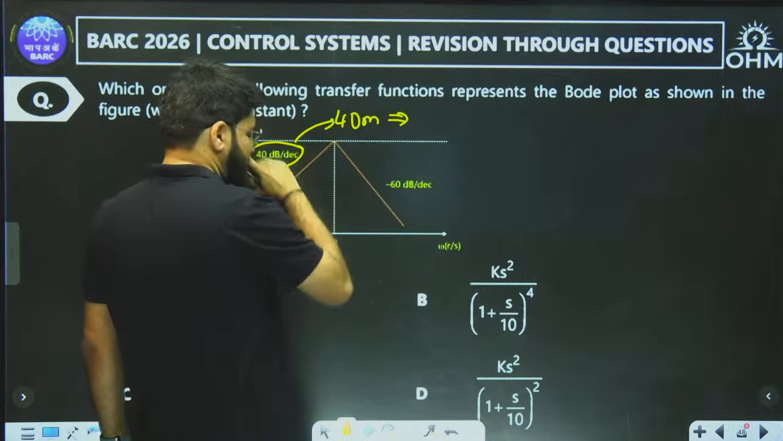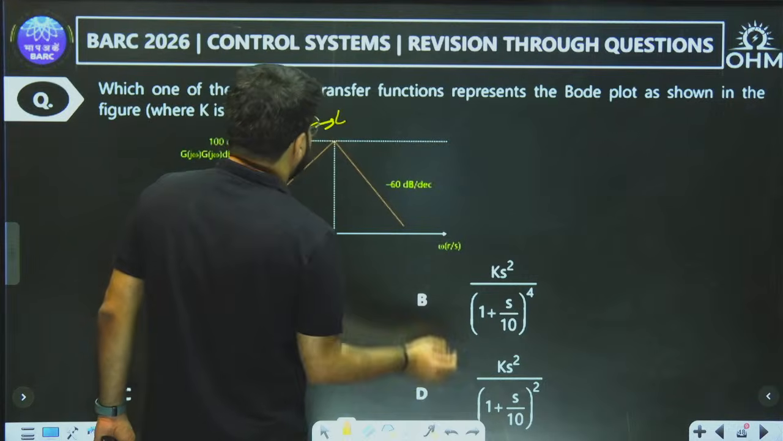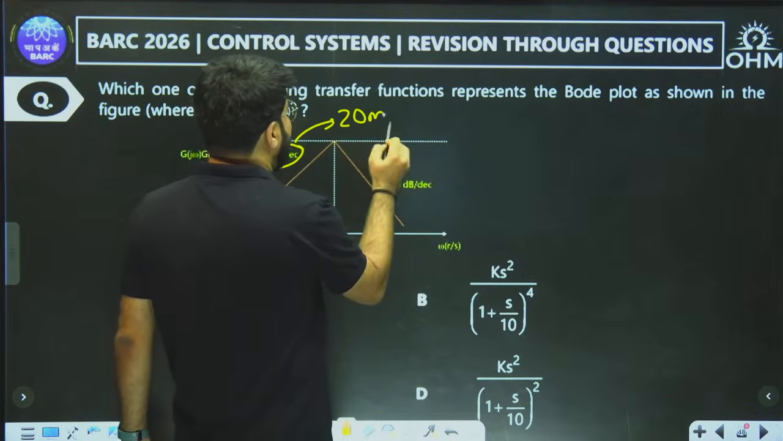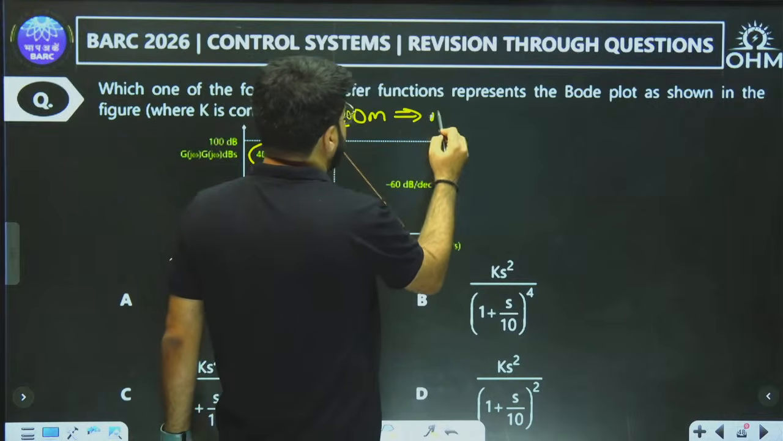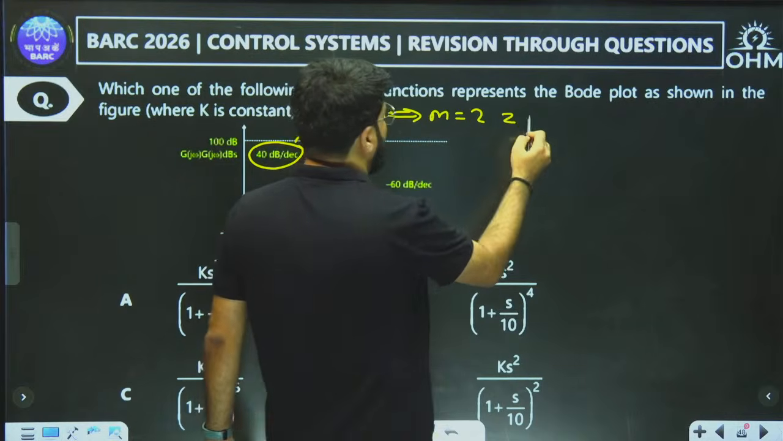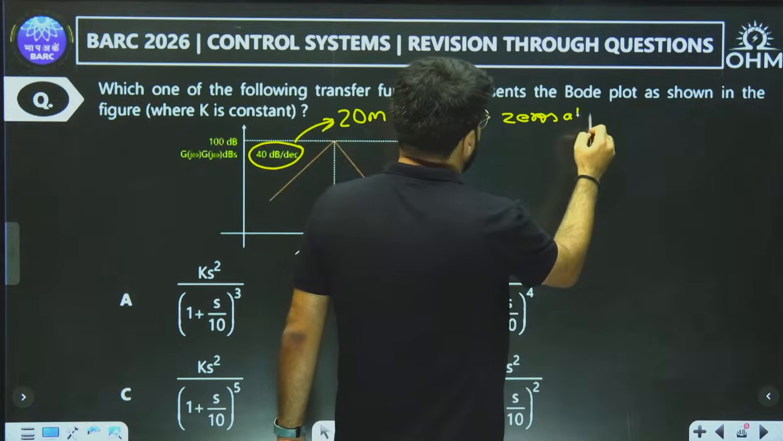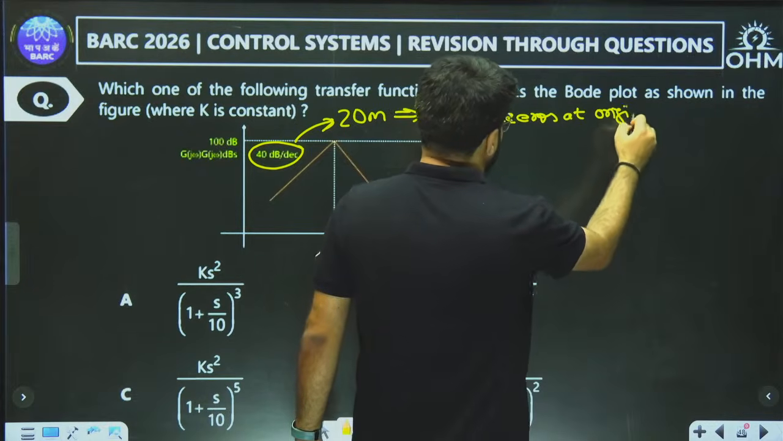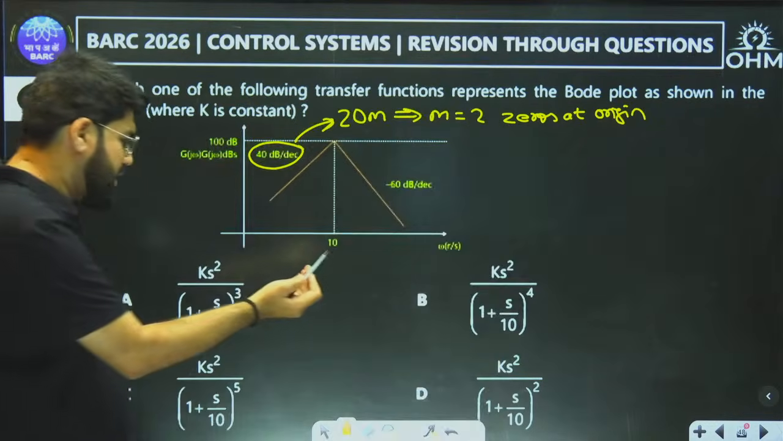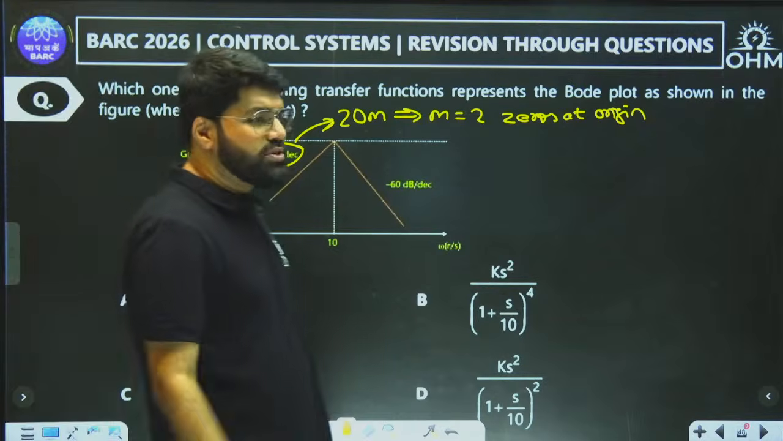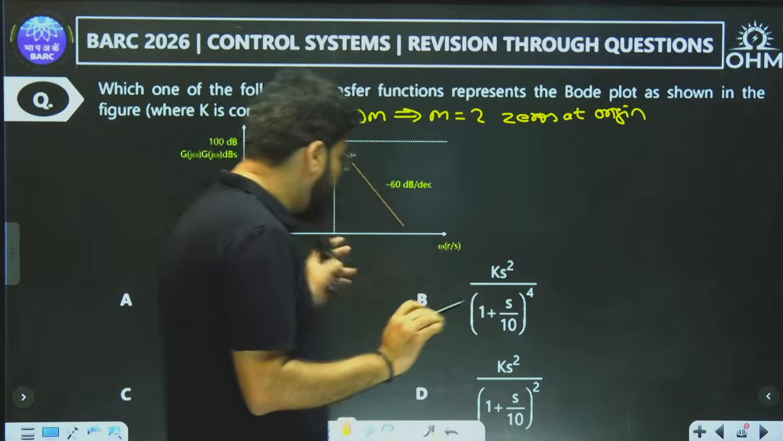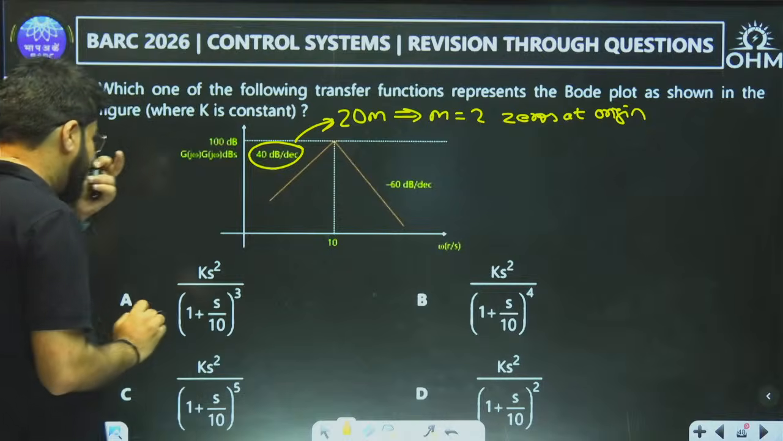Initial slope is to be compared with 20m. 20m equal to 40 means m is equal to 2. 2 what? Zeros at origin. So there will be 2 zeros at origin. I think probably every option has zeros at origin, s square. Zeros at origin means s square in the numerator. Every option has that.